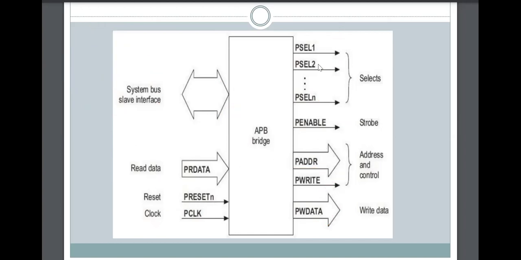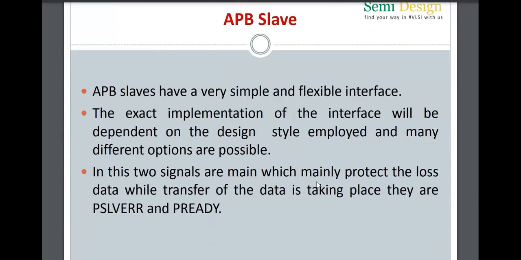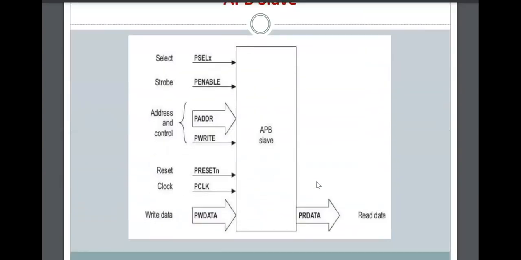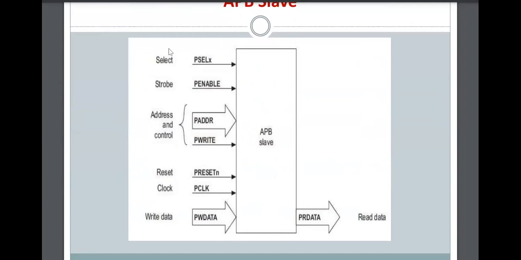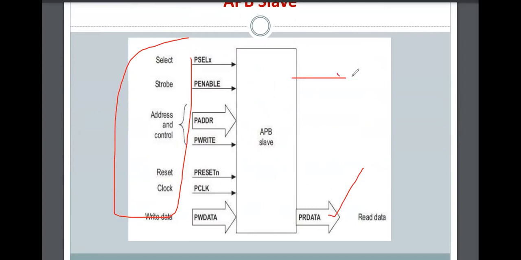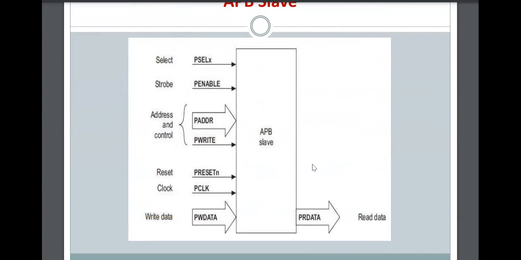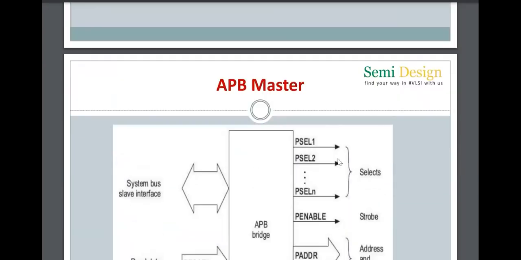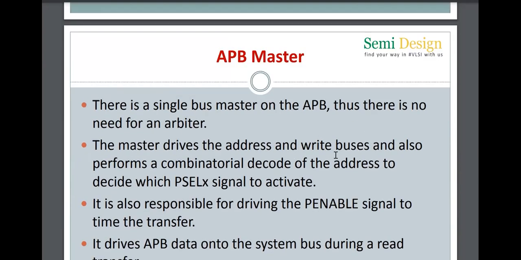Okay, these are the signals we will have at the master side. At the slave side, what are the signals out there? These are the signals coming from the previous master, right? And the slave is giving the data as read data. It also gives the P slave error signal and the P protect signal for the master. So this is the APB master and APB slave.